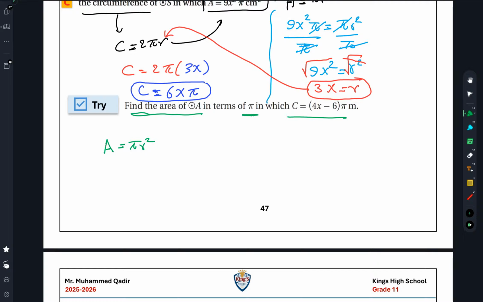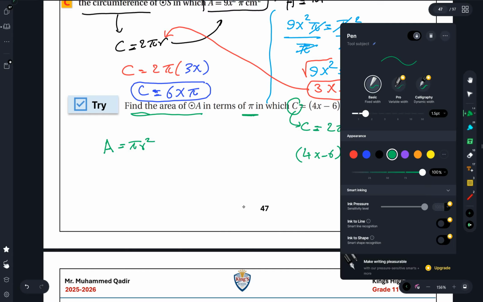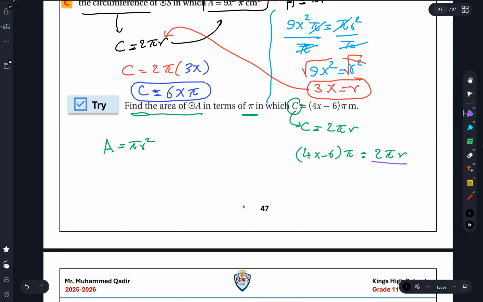Dear students, I still don't have r. So to find r, I must find it from C. We know that the formula of C equals 2 pi r, correct? And I already have the value of C, so I can substitute. We can say 4x minus 6 pi equals 2 pi r.